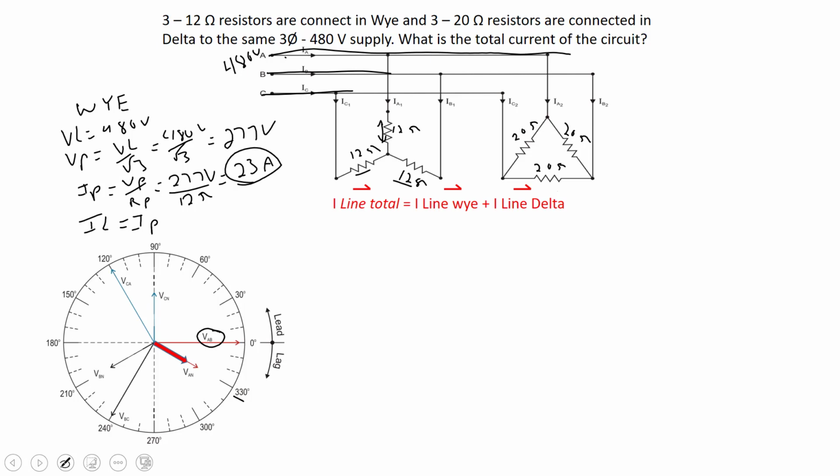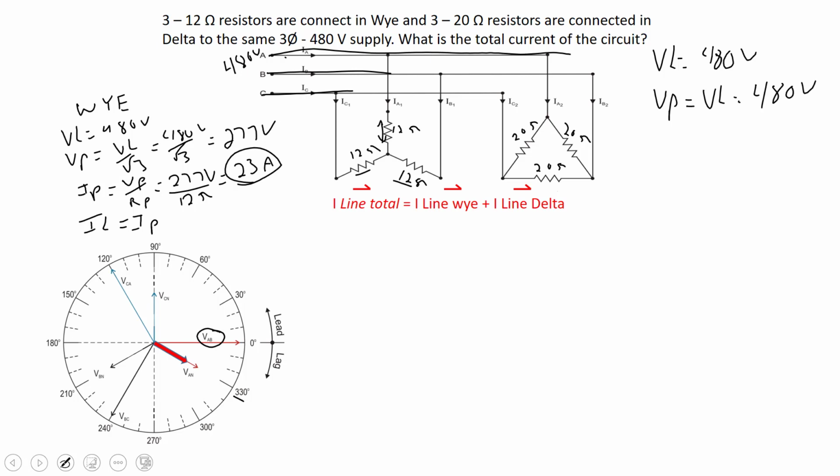Let's go ahead and look at delta. This one looks a little more familiar, as we're going to use VAB as we always use VAB as the reference. So first off, we can say our V line, while it's the same as it is in the Y, it's 480 volts. Phase voltage is equal to the line voltage, so that's also 480 volts.